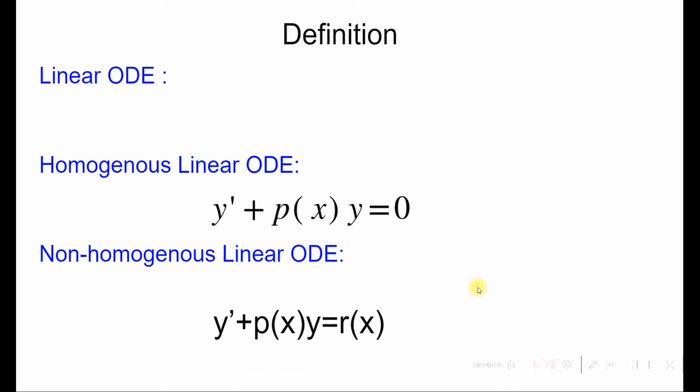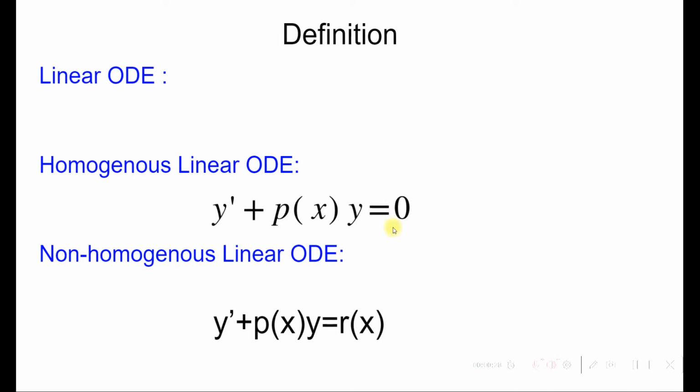Here we show you the definition of a linear ODE, including homogeneous linear ODE. The expression is like this. And there is also non-homogeneous linear ODE. The expression is like this. You can pause the video and observe for a while until you figure them out.